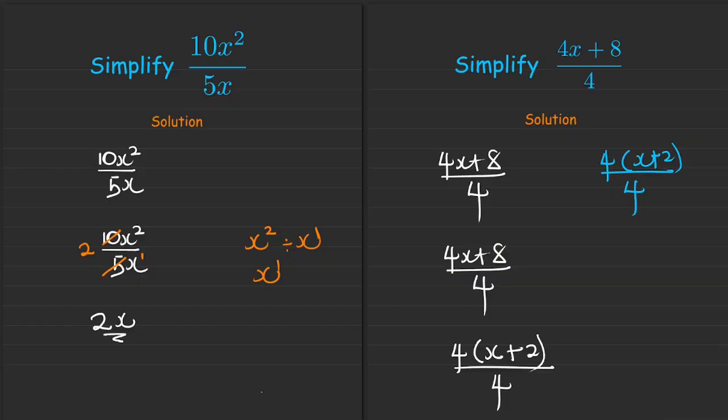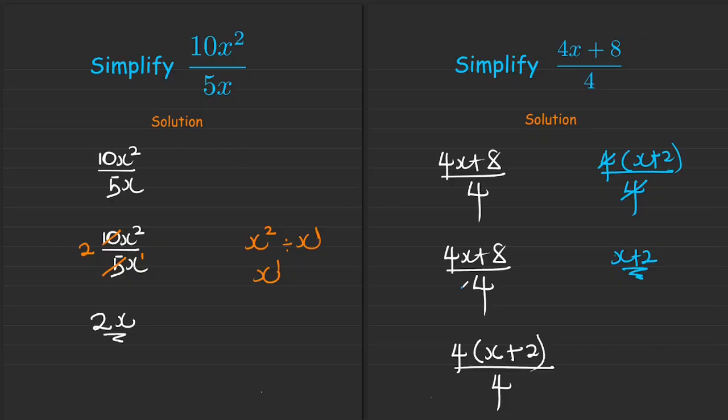Cancelling, I have this 4 cancelling out this 4. And what do I have left? I have x plus 2. As simple as that. So this becomes the simplified form of 4x plus 8 all over 4.